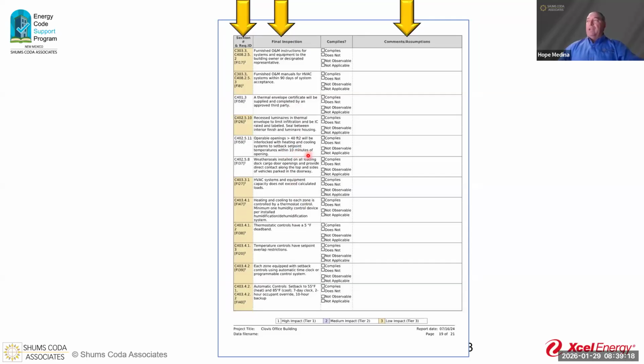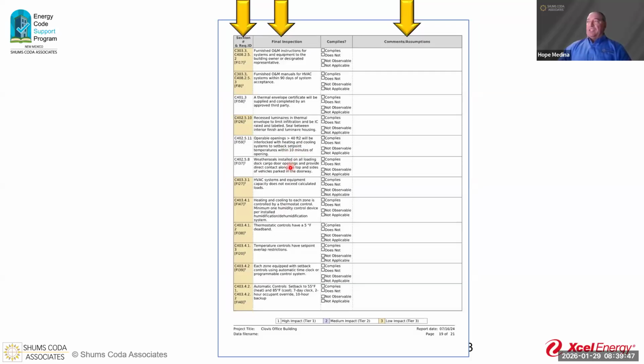Here's one. We have a big door going in here, or a big window, that says operable openings greater than 40 square feet will be interlocked with heating and cooling systems to set back the set point temperature within 10 minutes of opening. Great one to look for. So you can go out and open that door or window up, continue with your inspection, and then see if the thermostat is kicked back to that set point correctly.